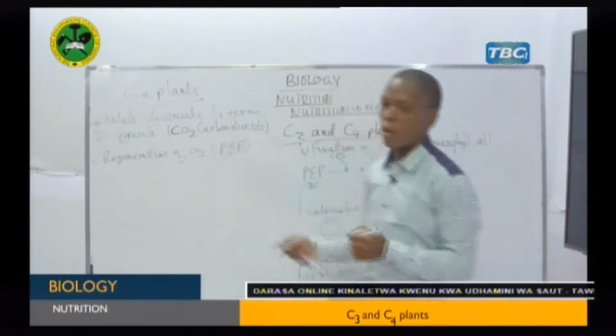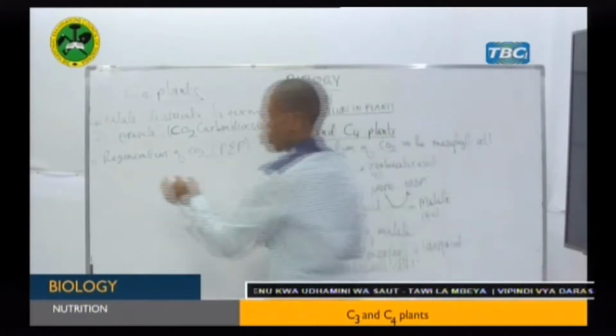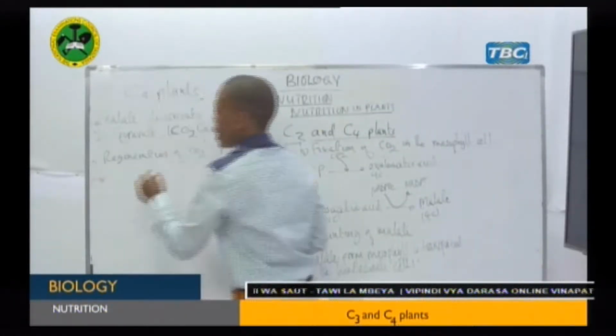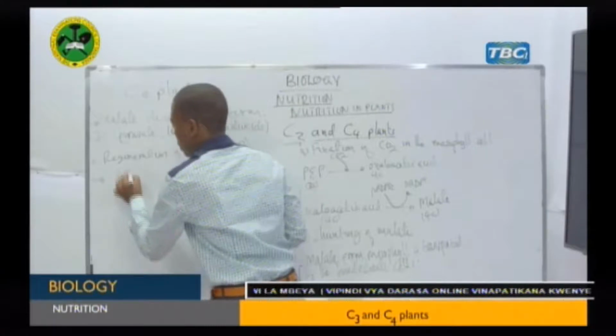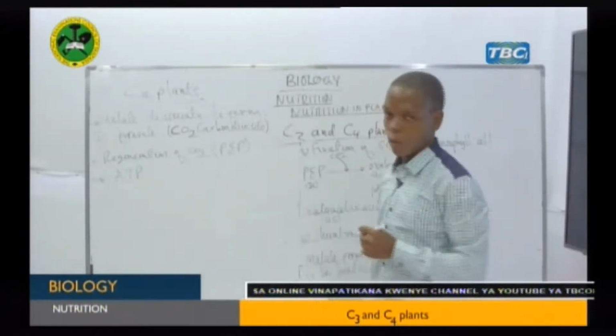Formation of this pyruvate, transported back, but during transportation of this or during regeneration of this, there is energy from ATP. ATP is used here to regenerate a phosphoenol pyruvate.